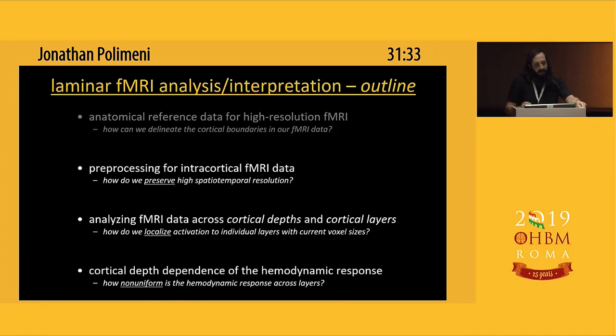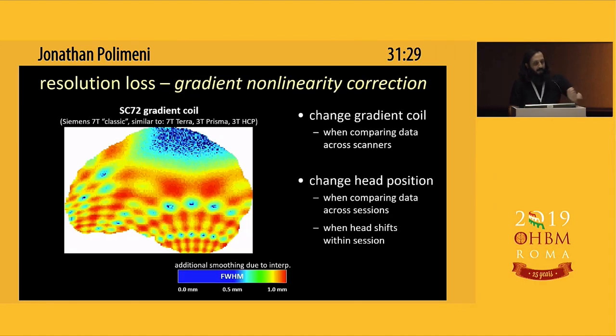And with that, I'd like to move on to talk a little bit about preprocessing for intracortical fMRI. I know there are many different sources of resolution loss that could affect the ultimate resolution in our data. I showed you before how B0 distortion correction can cause resolution losses. Also, gradient nonlinearities cause significant distortions. These distortions are a function of the gradient coil. They're also a function of the head position within the gradient coil.